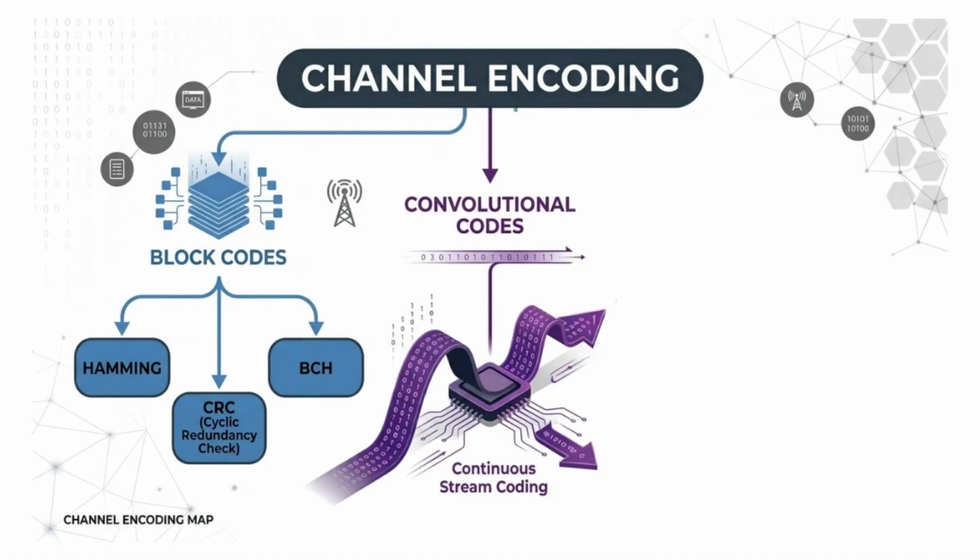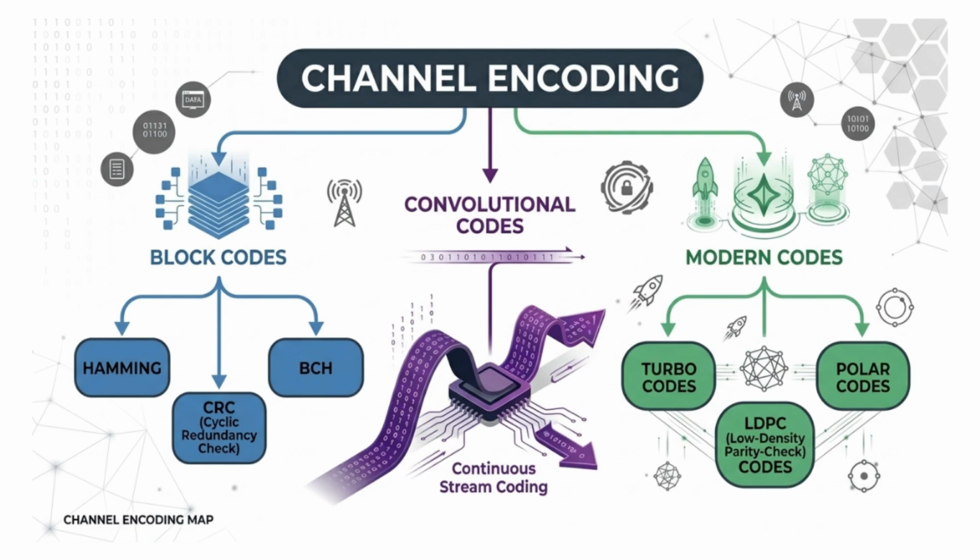Second, convolutional codes. Unlike block-based methods, convolutional coding processes a continuous stream of bits. Each output bit depends not only on the current input bit, but also on previous bits, meaning the encoder has memory. This makes it highly effective for correcting errors in real-time communication systems.